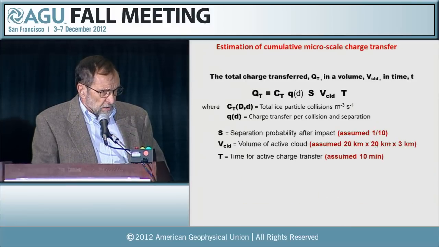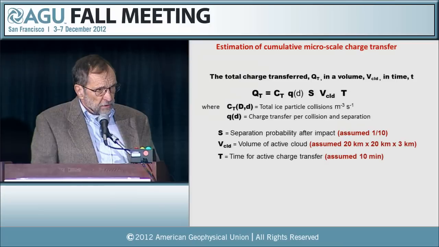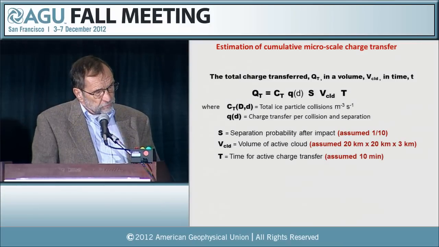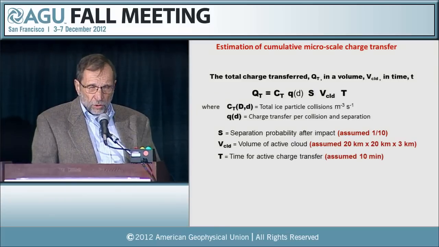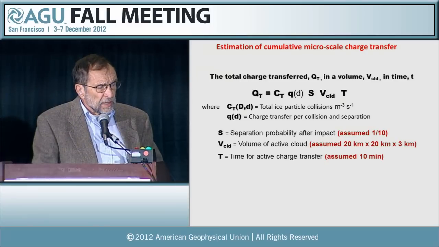So then I'm using these collision rates and trying to estimate the total charge that might be produced on the micro scale. And for that, I have to know what the charge per individual collision is. And that's where we really have major problems.